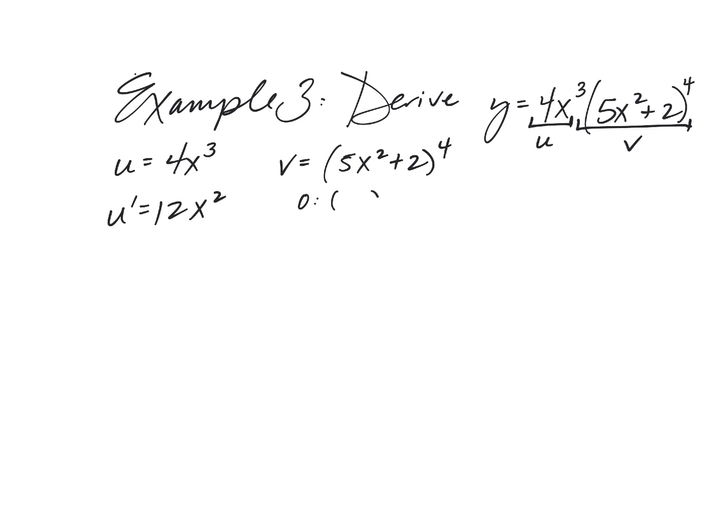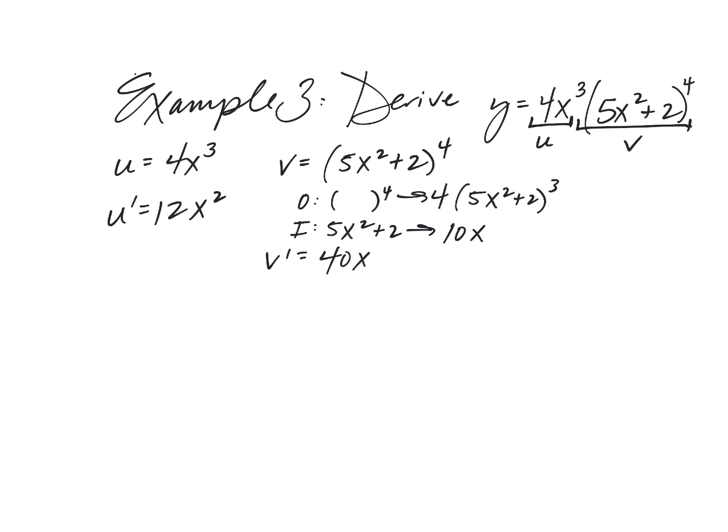V is a chain rule, so actually let me get that out of the way. I've got my outside and my inside. Both of those are power rules, so I get 10x for the derivative of the inside, 4 times the quantity 5x squared plus 2 to the third for my outside. So my final V prime is 40x times the quantity 5x squared plus 2 to the third.